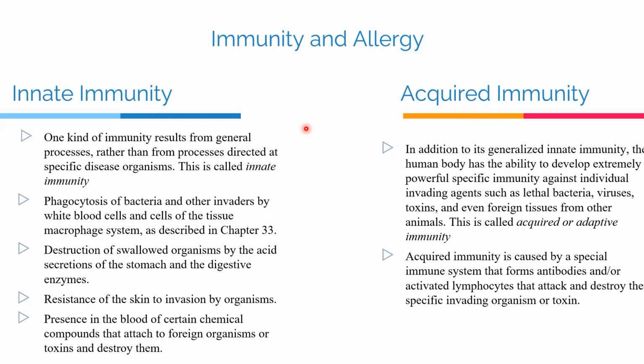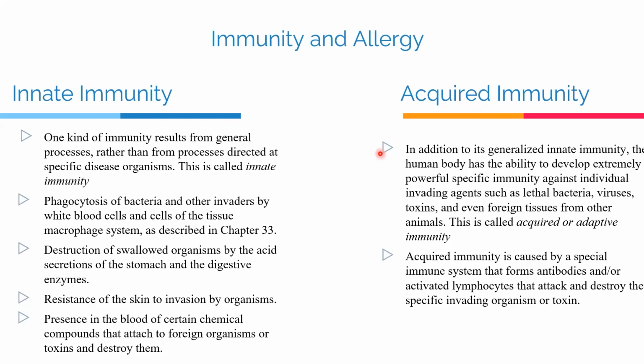Resistance of the skin to invasion by organisms also stops foreign organisms from passing through, and is also a general mechanism of preventing bacteria or other foreign organisms from passing into our blood, so it falls under the innate immunity category. And finally, the presence in the blood of certain chemicals and compounds that attach to foreign organisms or toxins and destroy them, without looking at specific organisms but generally destroying all of them present, is also part of innate immunity. But there is a second type of immunity that we will discuss today, which is acquired immunity.